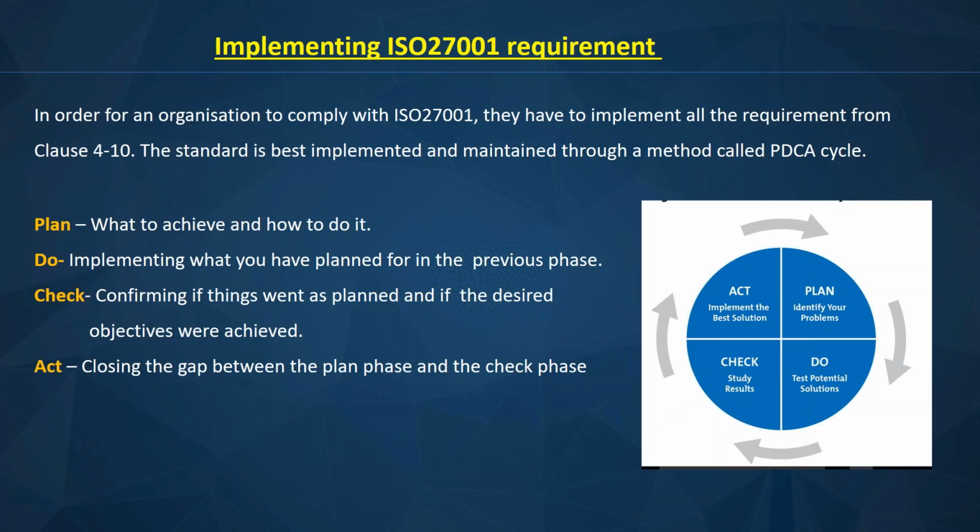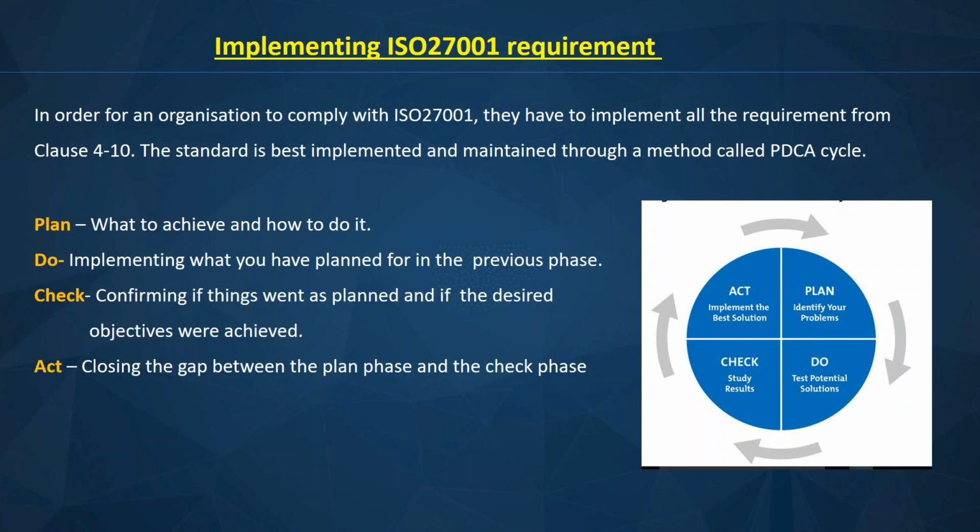Implementing ISO 27001 requirements. Now, in order for an organization to comply with ISO 27001, they have to implement all the requirements from clause 4 to 10. The standard is best implemented and maintained through a method called PDCA. If you have not come across this, Plan, Do, Check, Act. This method can be used in different industries, and this is the method we are going to be using as well.